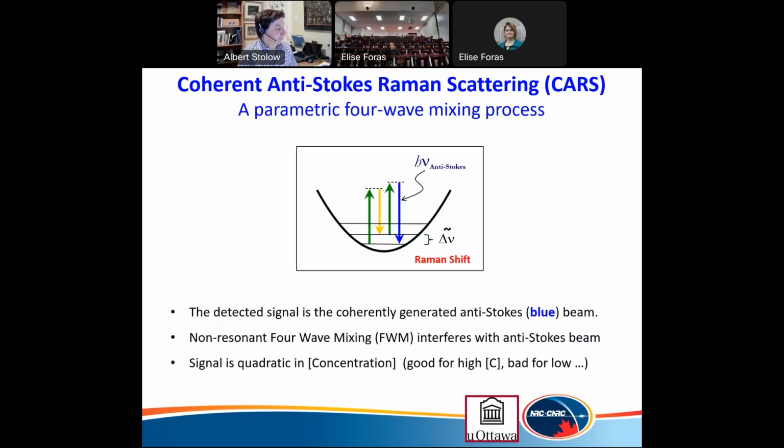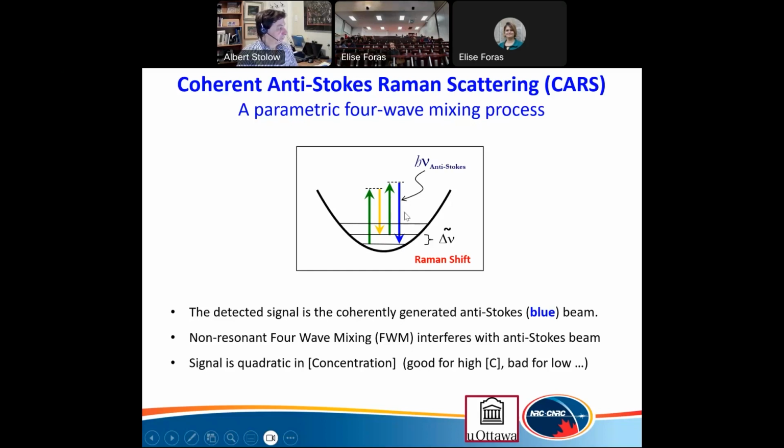It involves putting in three photons: a yellow, up, a green, yellow, and a green. What's measured is the output laser pulse called the anti-Stokes, which is blue. This is measured as a function of the frequency difference between the yellow and green, and in microscopy as a function of spatial position.